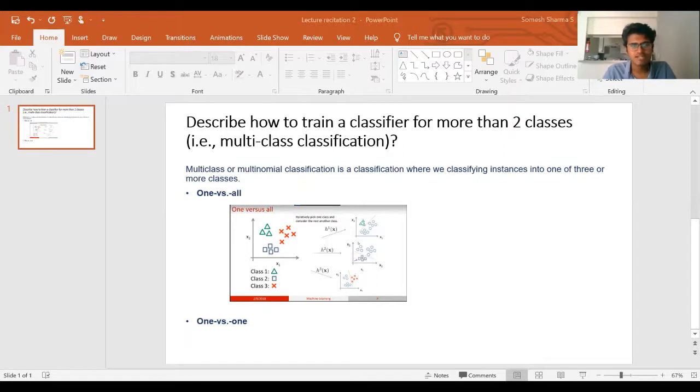There's also another method, one versus one, where we have to train a larger number of classifiers. If there are k classes, you'll have to train k times (k minus 1) divided by 2 classifiers. So that is the number of times we'll have to classify. This is the other way we could do multi-class classification. This is what I want to share for the first question. Let me stop here.